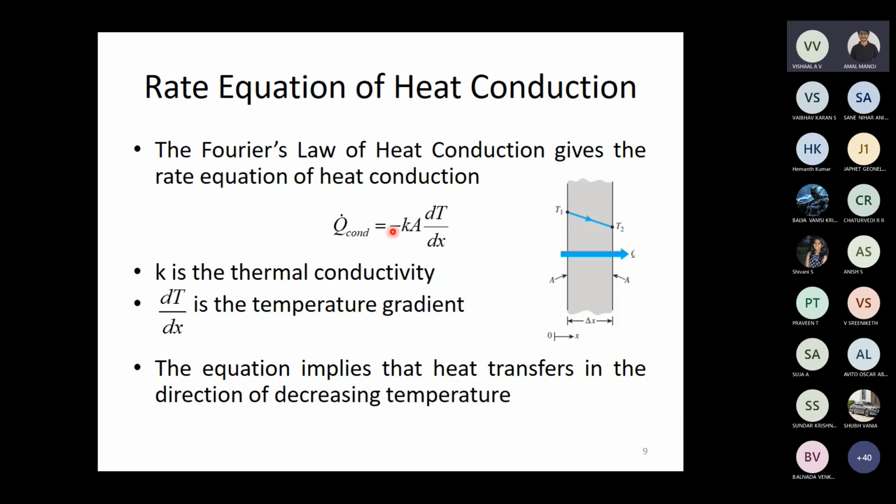So this negative symbol will counter the negative symbol in dT by dx and make it positive. For this situation to be represented, we have to use this negative symbol because dT by dx is a negative quantity, because T2 is smaller than T1. So T2 minus T1 will be a negative quantity. dT by dx is the thermal gradient, and the equation implies that heat transfers in the direction of decreasing temperature. The final or farther temperature is smaller than the nearer temperature, and therefore dT by dx is negative.